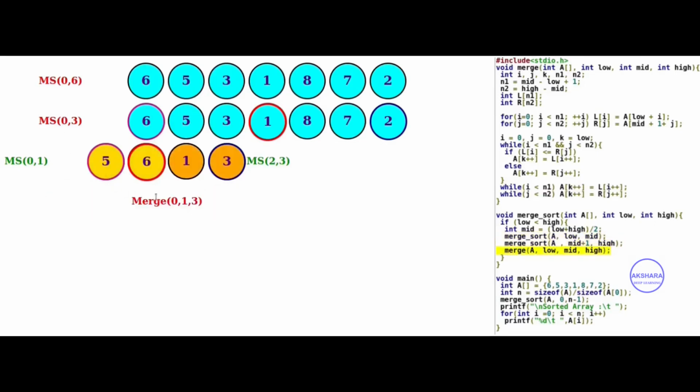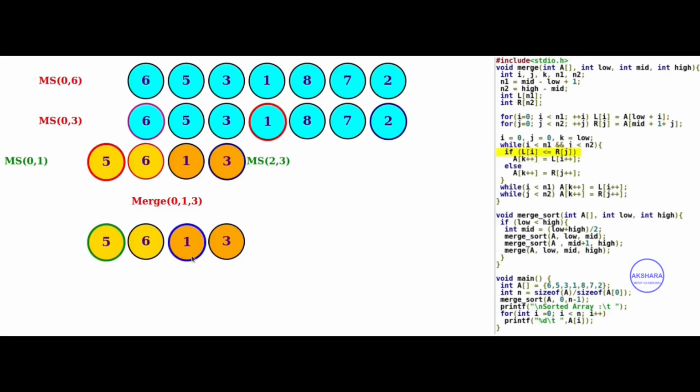So merge will be called with lower index 0, mid index 1 and higher index 3. From the original array, lower index to mid will be copied into L. From mid plus 1 to high will be copied into this temporary array R. Here these two elements are copied into L and these two elements are copied into R. Again I, J will be initialized with 0 and K will be initialized with low. This thick red one is K, this green is I and this is J. L of I will be compared with R of J.